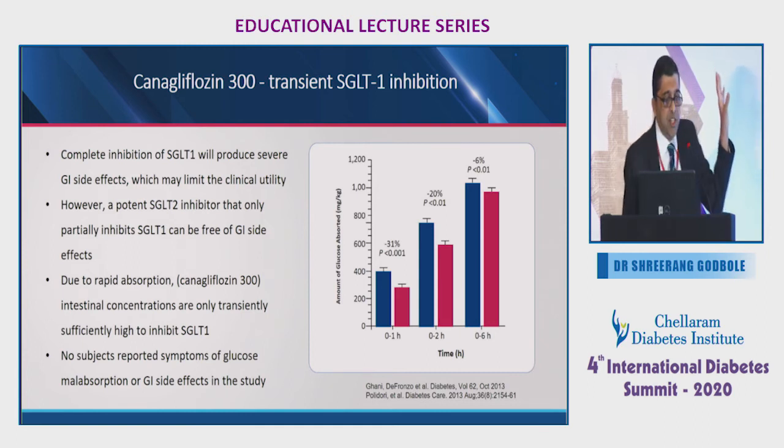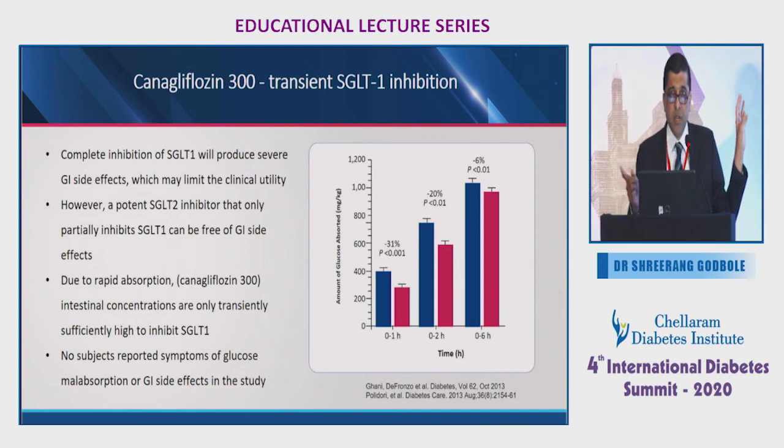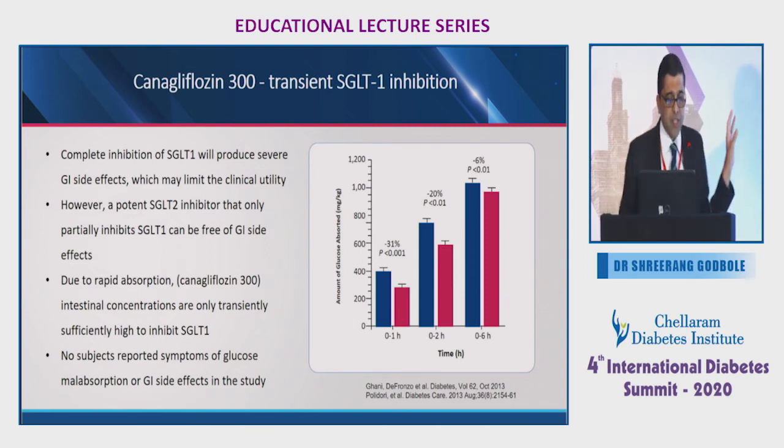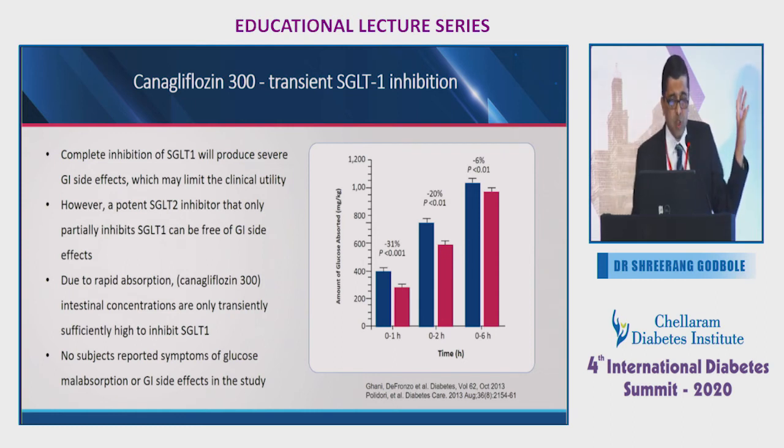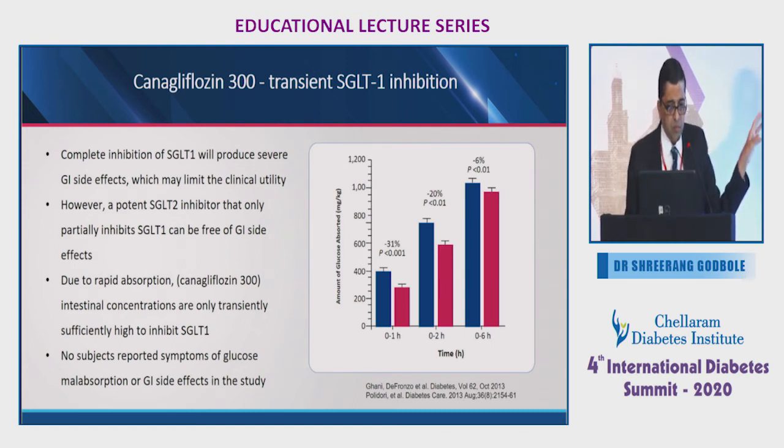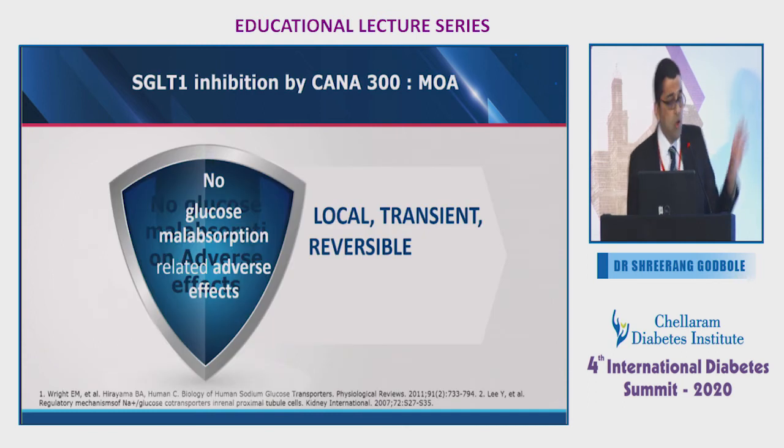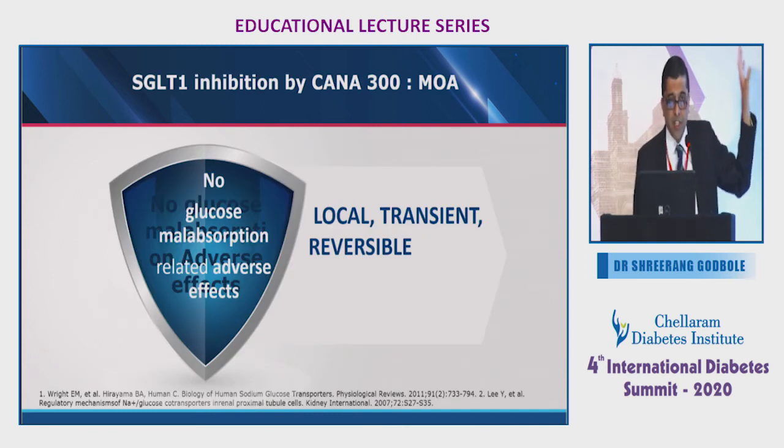So a potent SGLT2 inhibitor that only partially inhibits SGLT1, such as Canagliflozin 300 milligrams, is free of GI side effects. And because there's a rapid absorption of Cana 300, the intestinal concentrations are only transiently sufficiently high to inhibit SGLT1. And therefore, in this particular study, no subjects reported symptoms of glucose malabsorption or GI side effects. So this is just the summary that SGLT1 inhibition by Cana 300 is local, it's transient, it's reversible, and you're not going to get GI side effects.